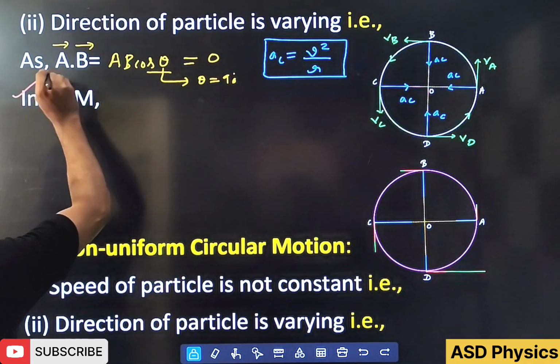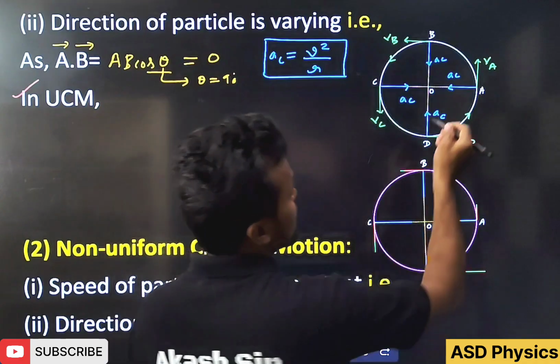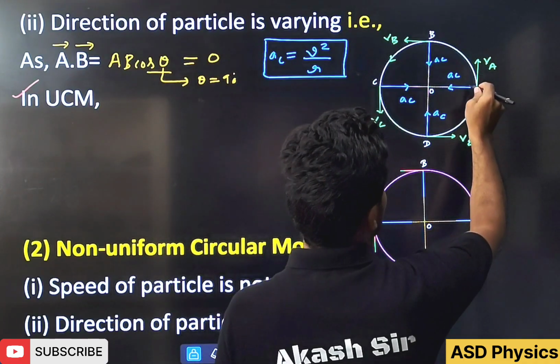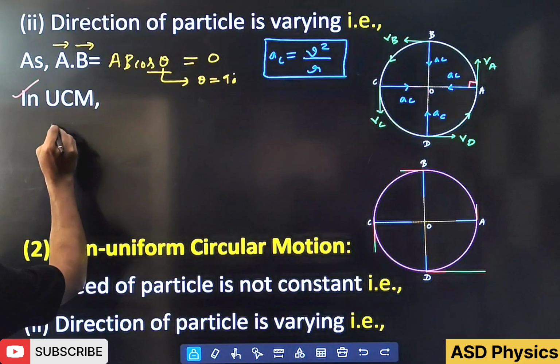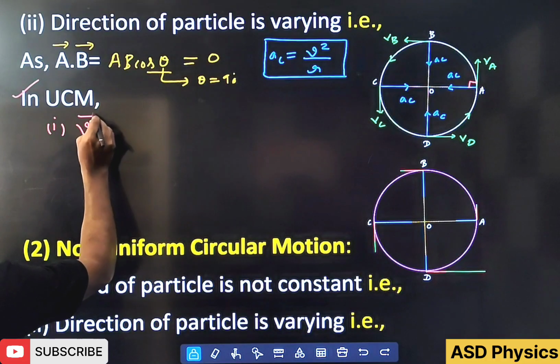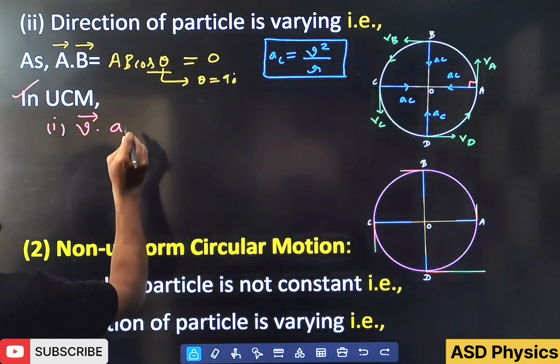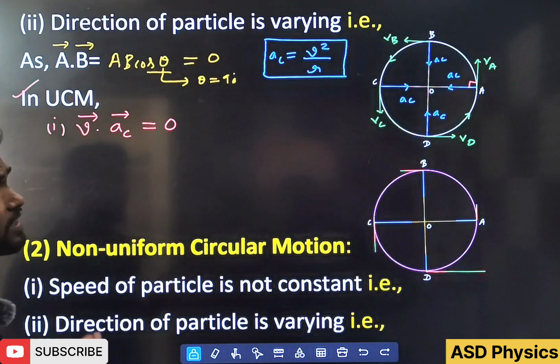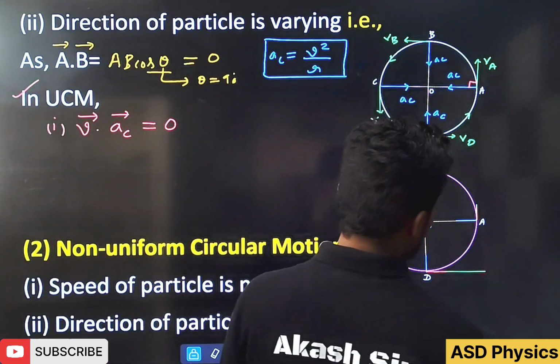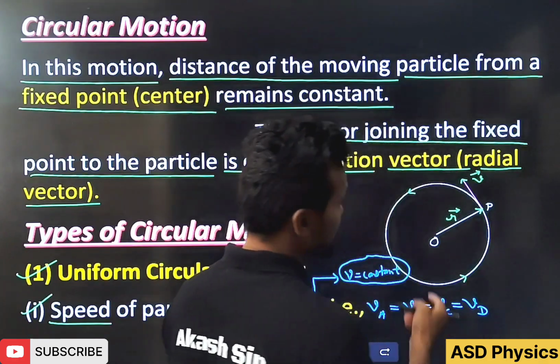Remember that here in uniform circular motion, you know very well, this velocity and acceleration will make how much angle? 90 degrees. That means if I write here the dot product of velocity and acceleration, this dot product will be how much here? 0. Remember that.